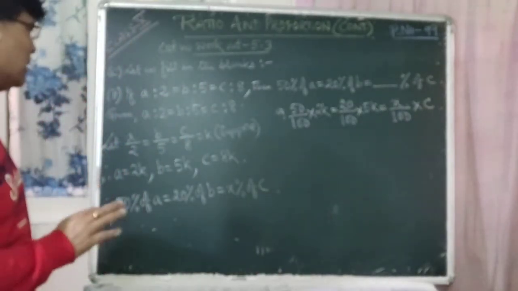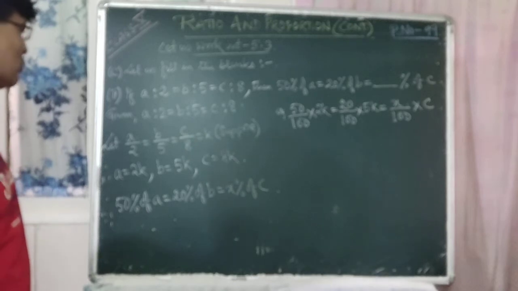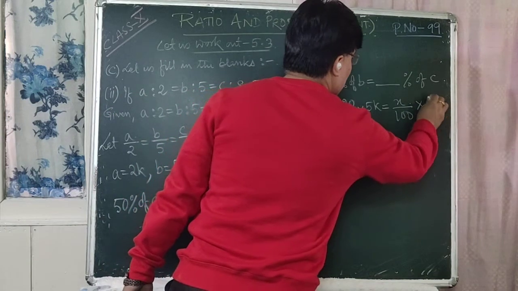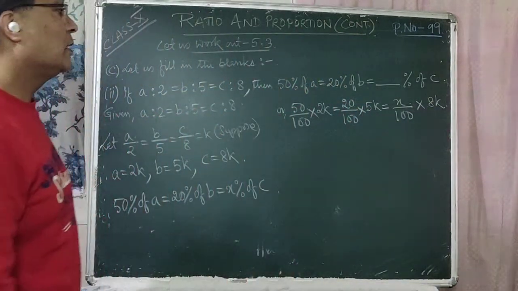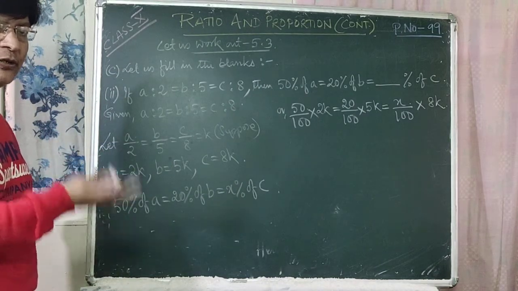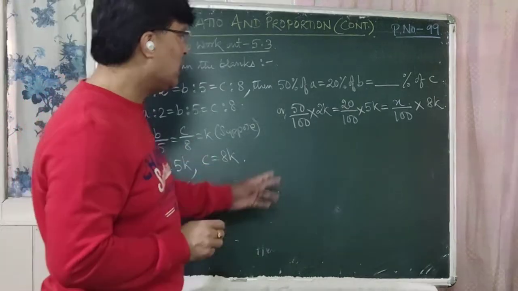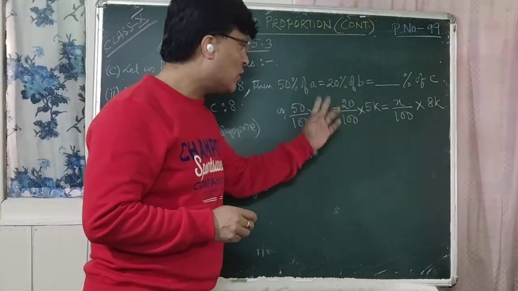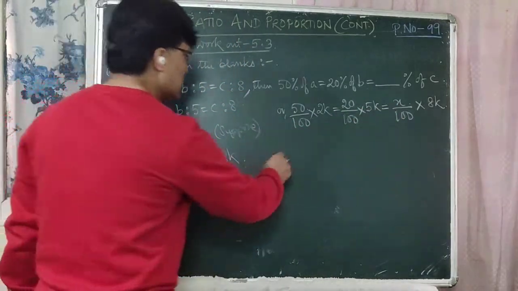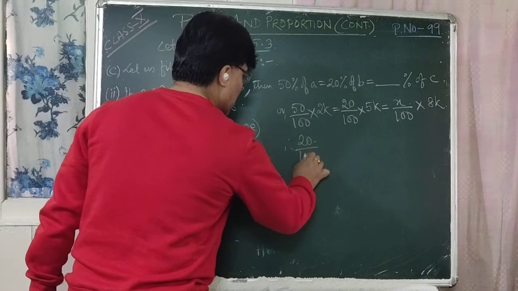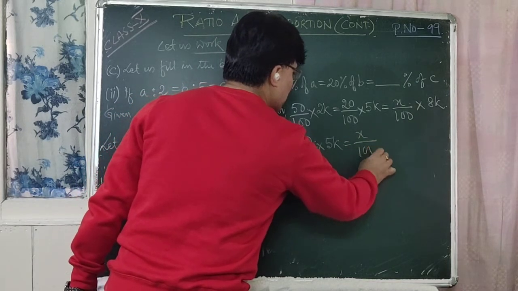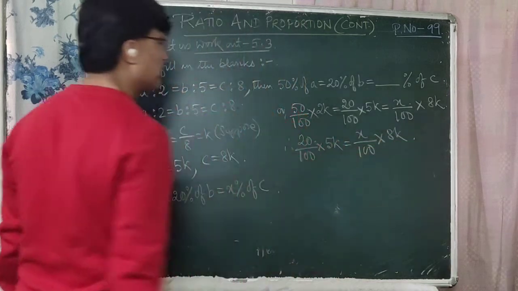So X upon 100 into C. Is that clear? So what is the value for C here? Actually 8K, right? Here C is 8K. So here either you can equate first is equal to third, or second is equal to third. Either you may equate first with third or you can equate second with third. So let us equate second with third. So therefore 20 upon 100 into 5K is equal to X upon 100 into 8K.